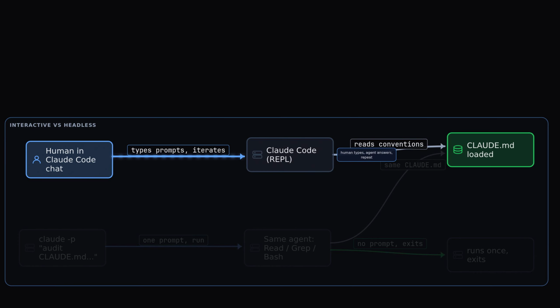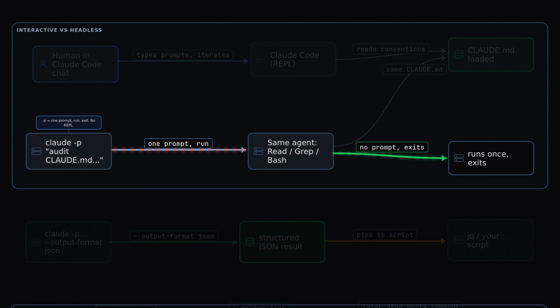On the left, the familiar loop. A human types into the Claude Code chat, the agent reads CLAUDE.md, and you iterate together. On the right, claude -p: one prompt, one run, then exit. No interactive shell, just a command that produces output and returns.